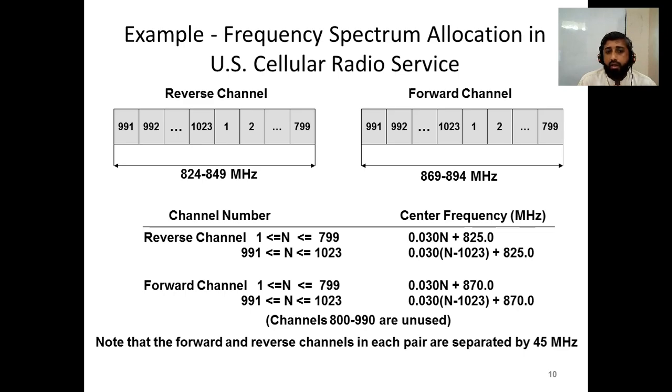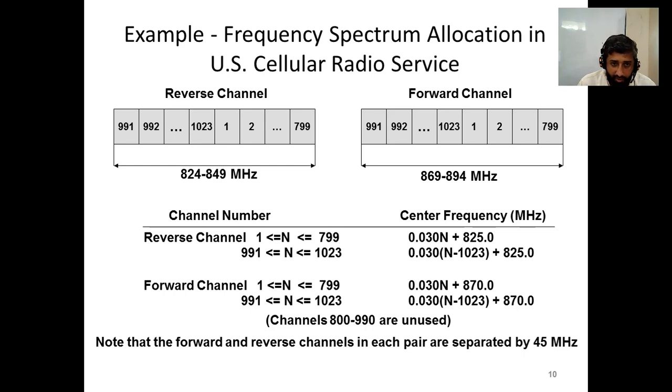Actually, the initial cellular radio service that was introduced in wireless communication had reverse channels and forward channels, and those were numbered sequentially. Like there were channel numbers 1, 2, 3 in the reverse channel, and there were channel numbers 1, 2 and 3 and so on for the forward channel, and each forward and reverse channel was separated by 45 megahertz.